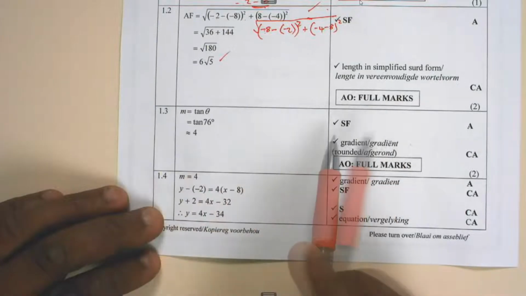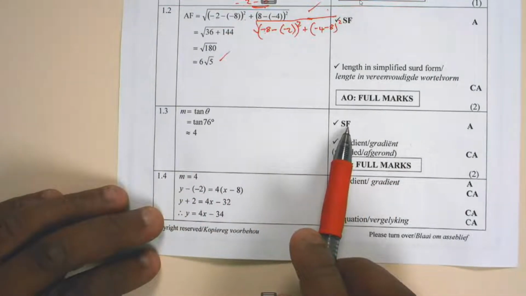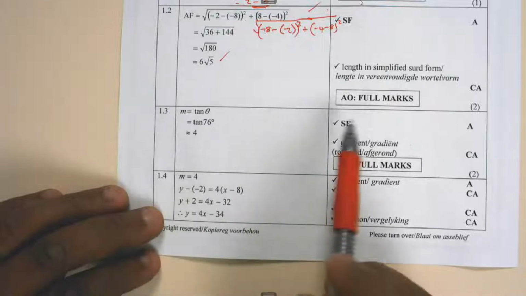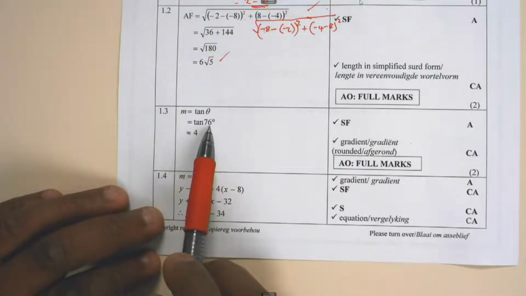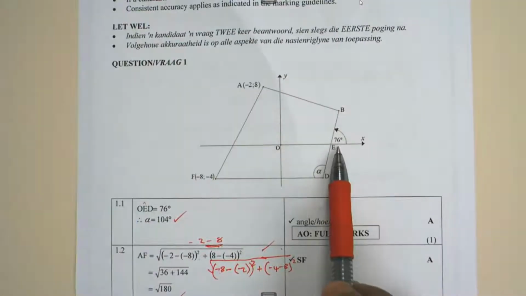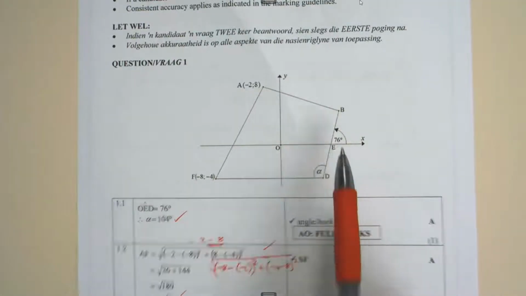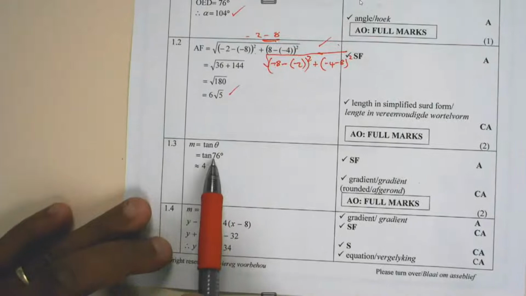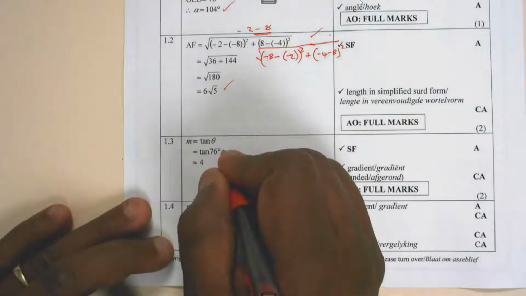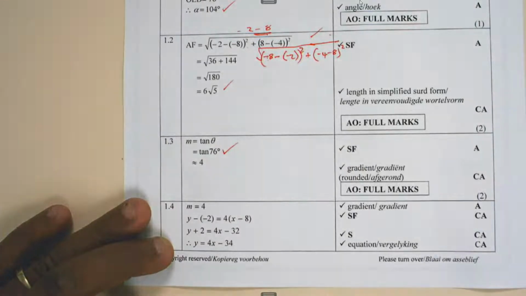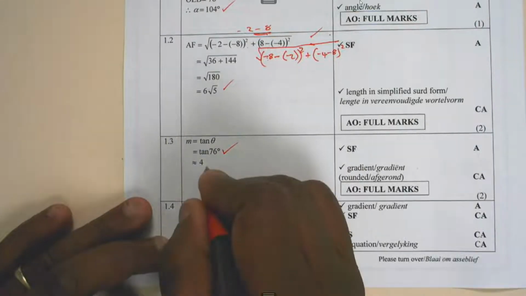The first mark is SF. What does SF mean? It means substitution in the correct formula. And therefore, the angle that was given as indicated in the diagram here is 76 degrees. The learner substitutes theta to be 76 degrees. Therefore, it's a mark for what? For the correct substitution. And then the mark for the gradient.